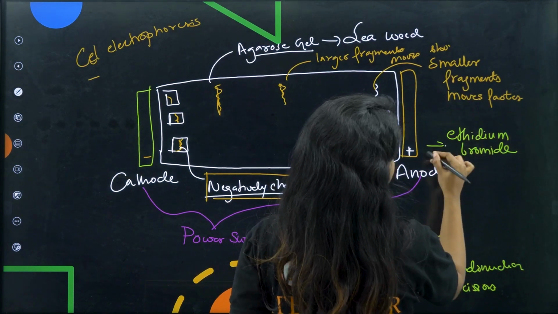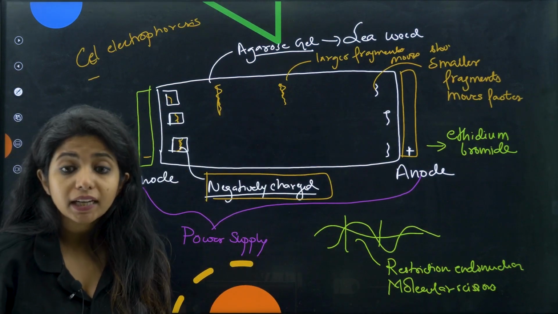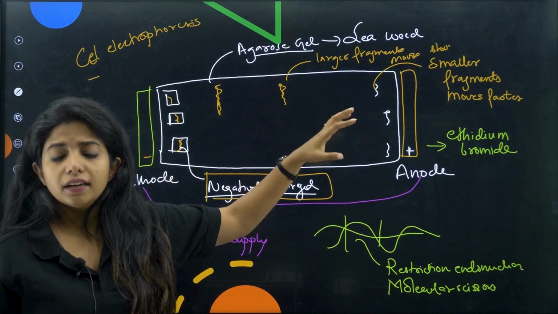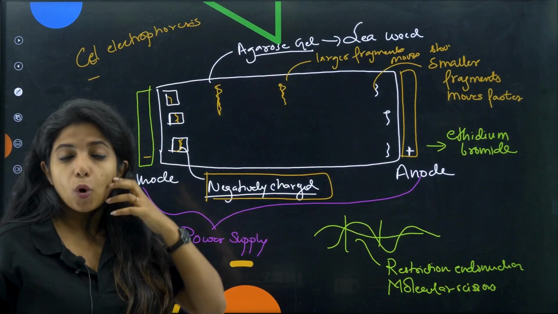What is it, children? It's a chemical, it's a dye. What do you call it? Ethidium bromide. Now when it attaches and gets inside the DNA, what will happen? It gives an orangish color.